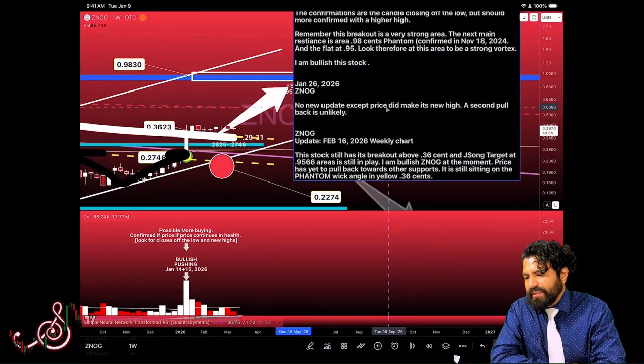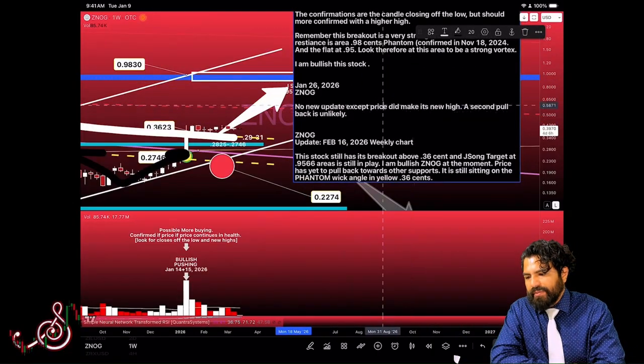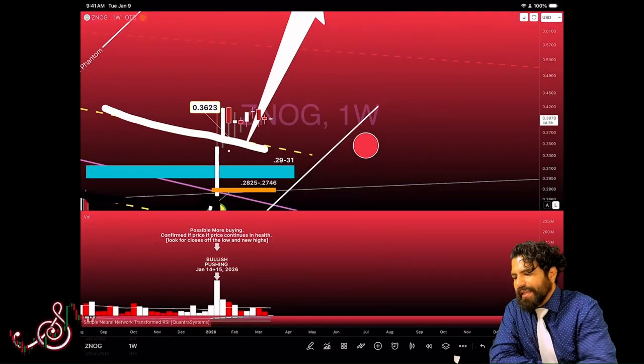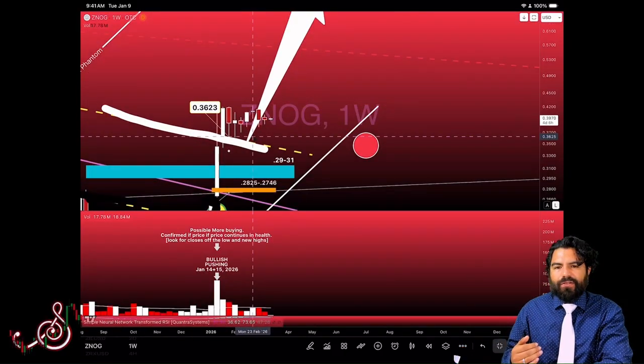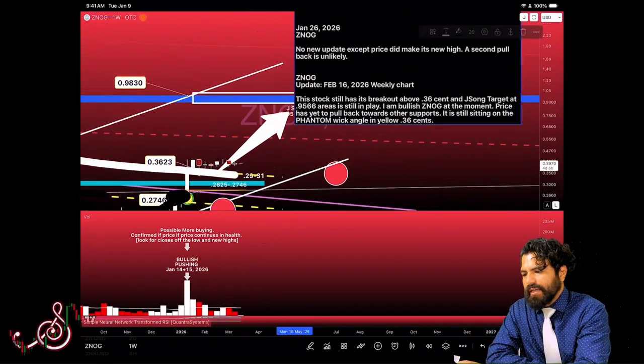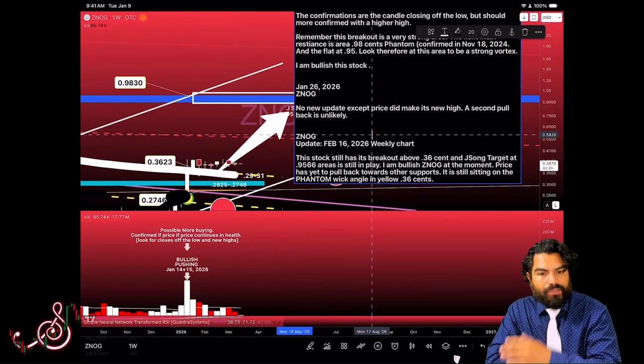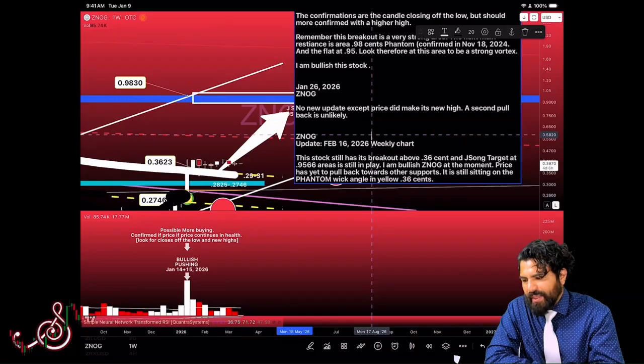All right, on January 26th, I wrote no new update, except price did make its new high. A second pullback is unlikely. So getting another pullback after those is going to be unlikely, is what I said on January 26th, because we already got the pullback. So getting two of them I'm not expecting.